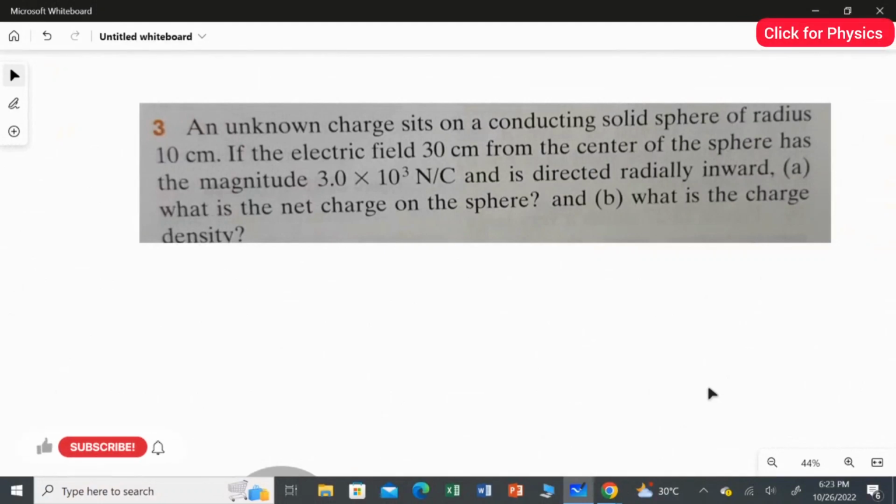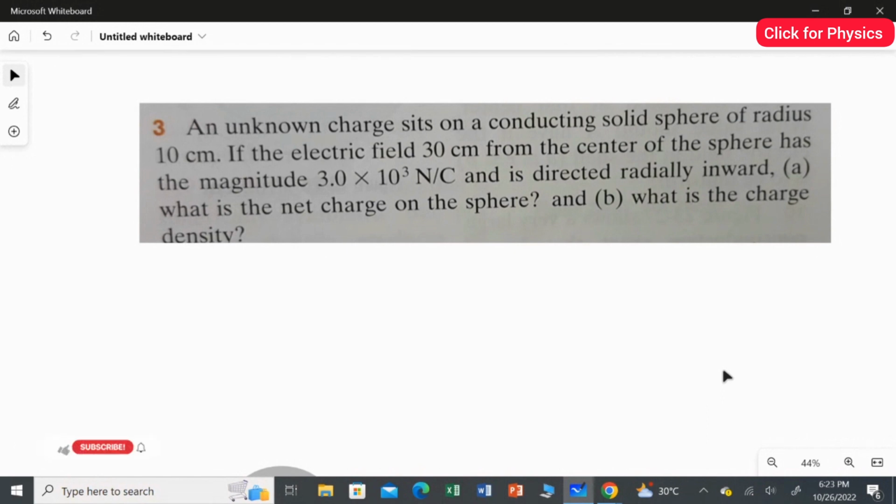An unknown charge sits on the solid conducting sphere of radius 10 centimeter. So you have a solid conducting sphere. What is the meaning of a solid conducting sphere? Whenever the material is conducting, the charges will be sitting on the surface of the sphere. Am I right? So here they mention the sphere is a conducting sphere. So whenever you have a conducting sphere, charge should sit on the surface.